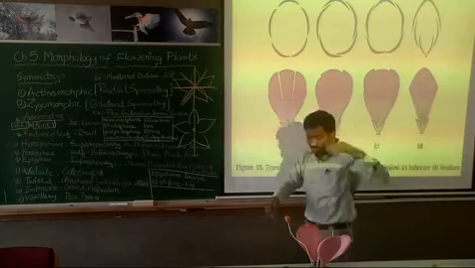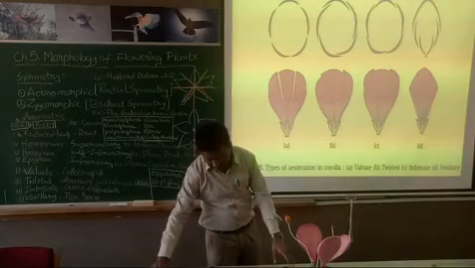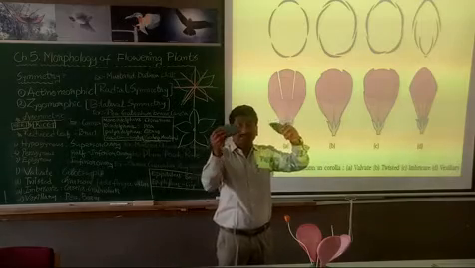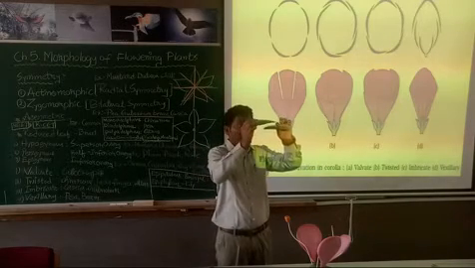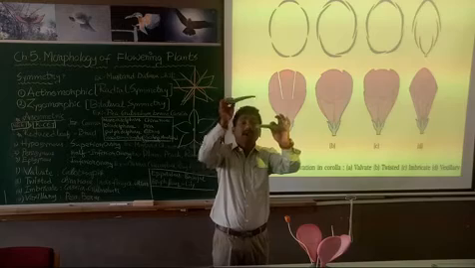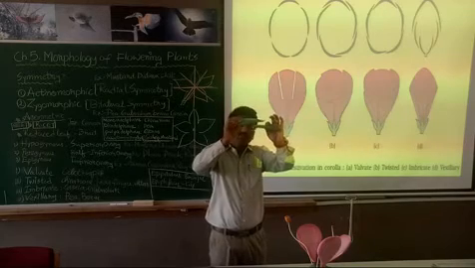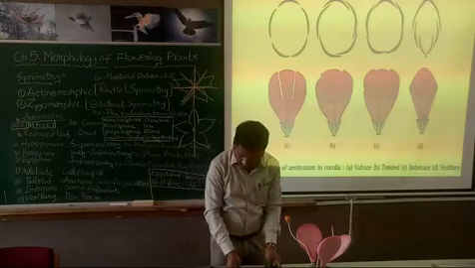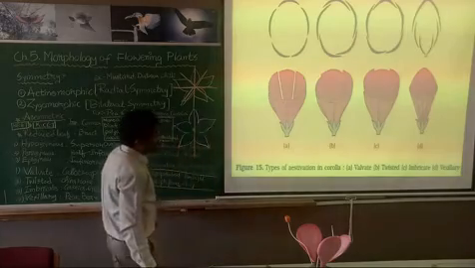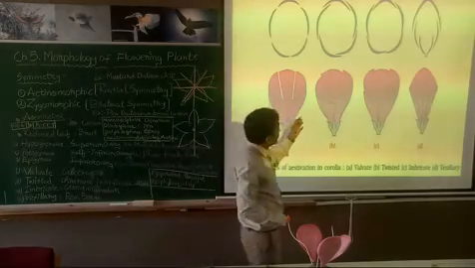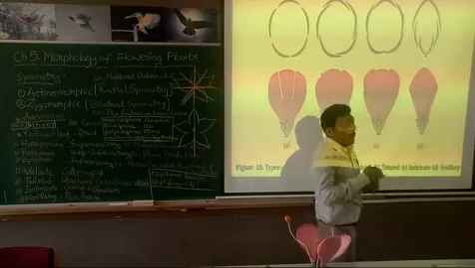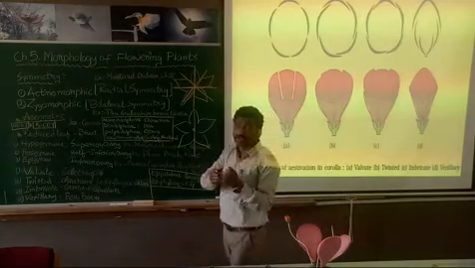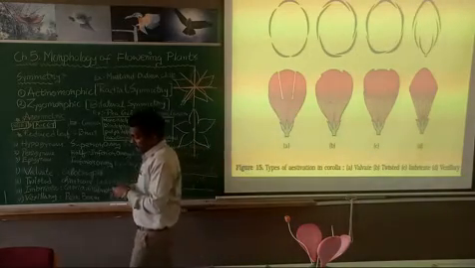Suppose you assume this one. This is one sepal. This is another sepal. Like this, they are overlapping. On one, the other one is present. This nature is nothing but represented by the twisted estivation. Twisted estivation is the overlapping of sepals or petals one on another.